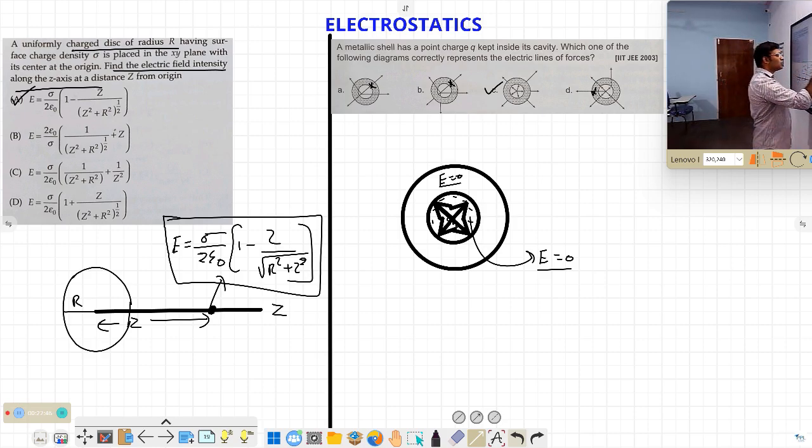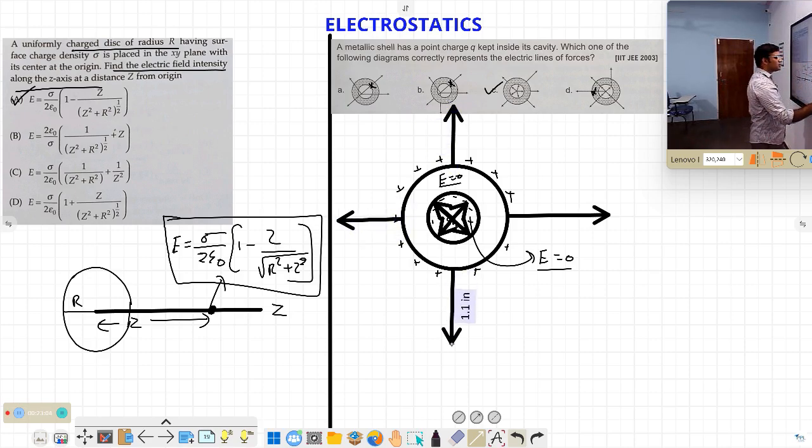Now this is the negative charge, which means automatically the positive charges will be accumulated here, induced charges will be developed outside. The positive charges will be induced here. Due to this, if you see, the direction of the electric field will be normal to the surface. It is always. So this is the way the electric field will exist in this case.